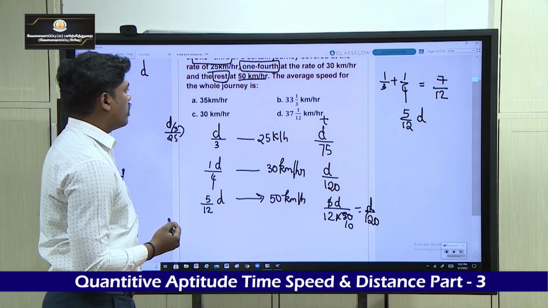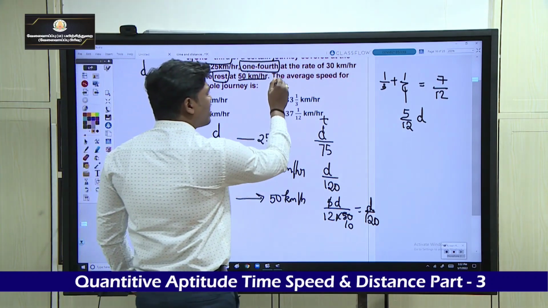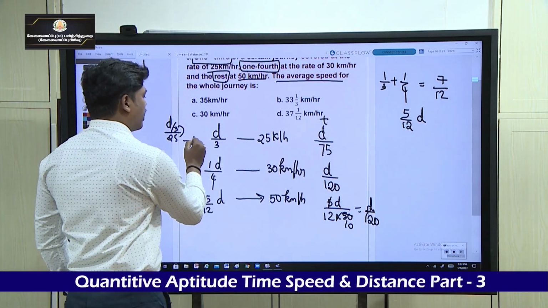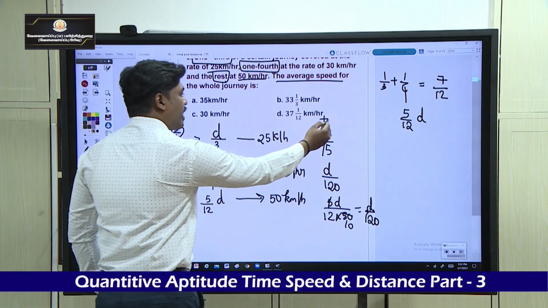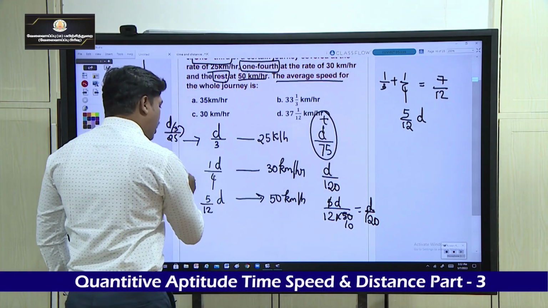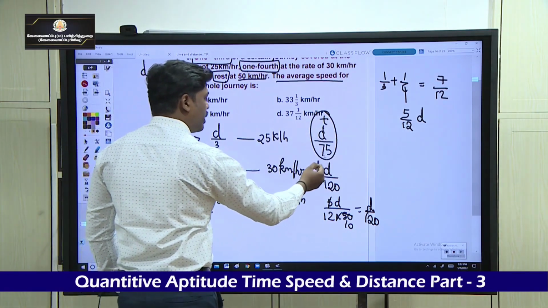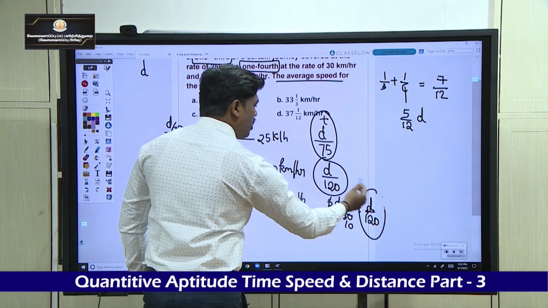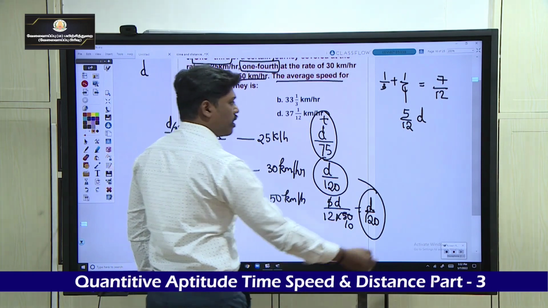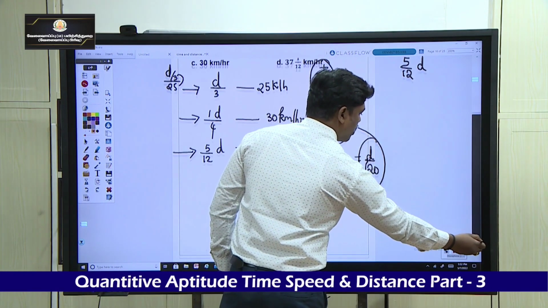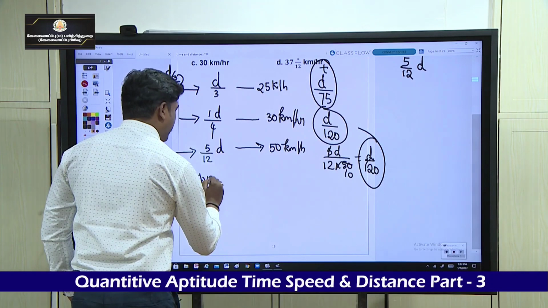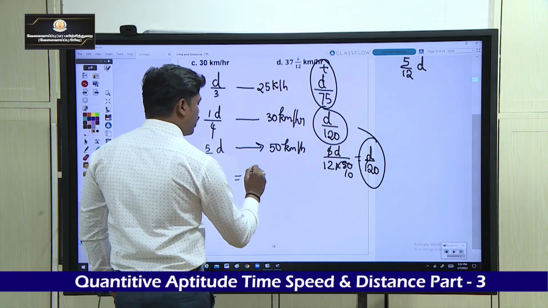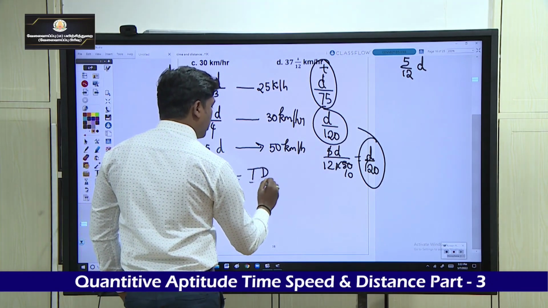Okay. We are asked to find out what is the average speed. So first part of the journey, time is d by 75. Another part of the journey, time is d by 120. And the remaining part of the journey, the time is d by 120. Okay. So we are asked to find out what is the average speed. Average speed is total distance by total time taken.